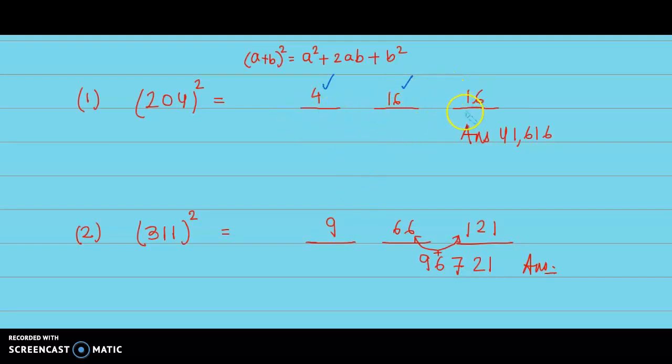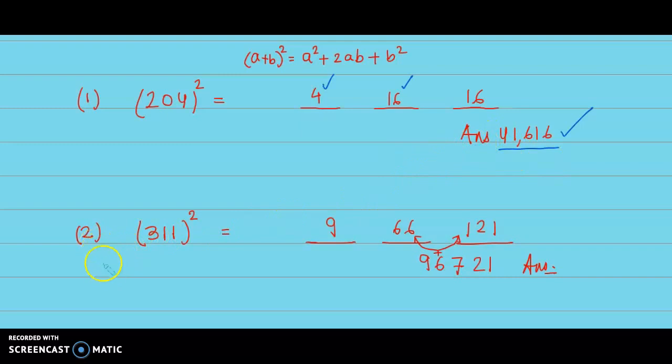Now you have to be careful. If we have two digits in any of these, we don't have to do anything. But if there are three digits, which I will explain in the next example, then we will do some addition. But here your answer is now 41616, as simple as that. Write them together and that is your answer. I hope this is clear.